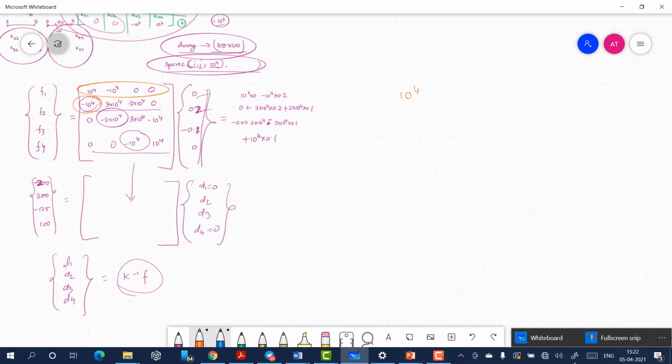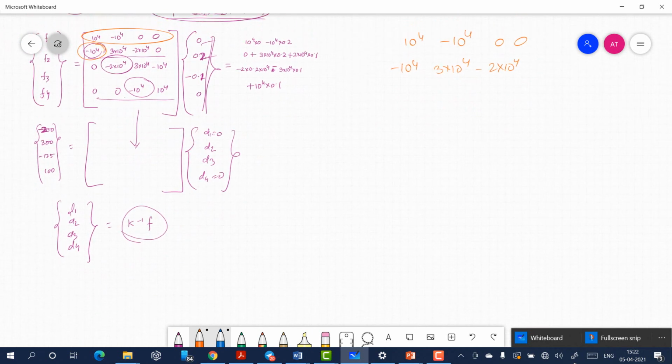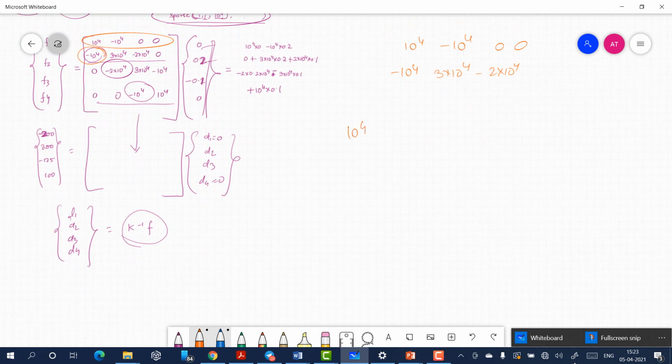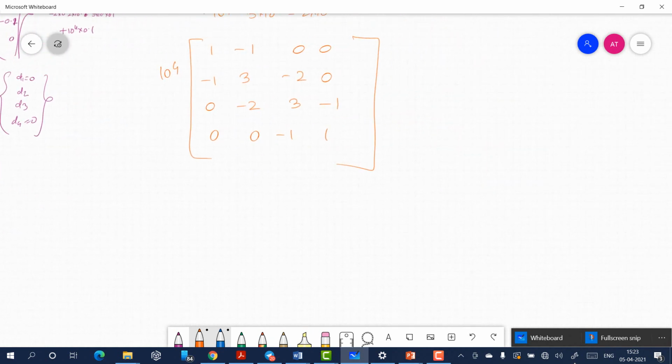So 10 to the power 4, minus 10 to the power 4, 0, 0. Then I have minus 10 to the power 4, 3 into 10 to the power 4, minus 2 into 10 to the power 4. Let us keep 10 to the power 4 out of the picture. Then my matrix is 1, minus 1, 0, 0. And then minus 1, 3, minus 2, 0. Then 0, minus 2, 3, minus 1. Then 0, 0, minus 1, 1. This is my matrix.